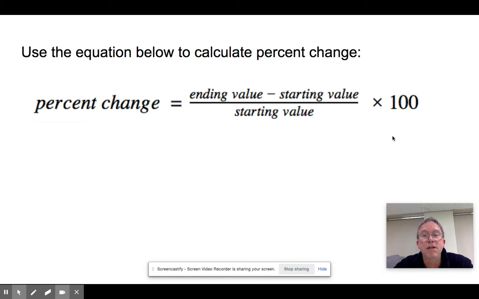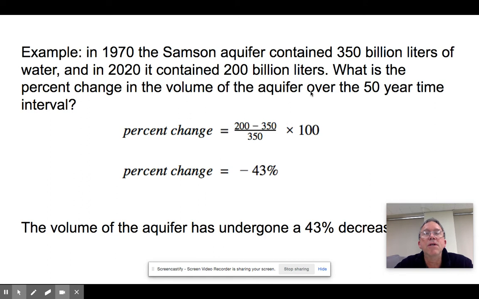So let's just look at this aquifer, okay? It says it contained 350 billion to start with, so that's the starting amount. It ended with 200 billion, so that's the ending amount. So ending minus starting divided by starting times 100. So 200 minus 350, that's negative 150. Negative 150 divided by 350 gives me negative 0.43-ish, times 100 gives me negative 43%. That negative tells me that it decreased by that amount. So there's been a 43% decrease over time.